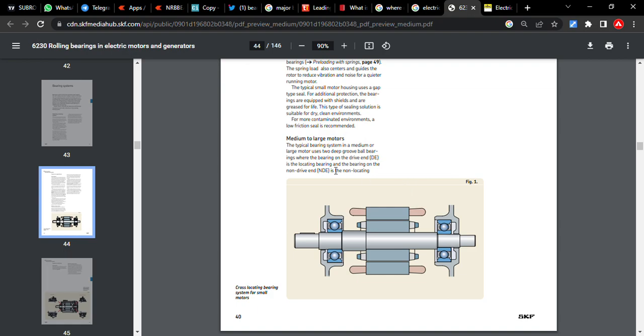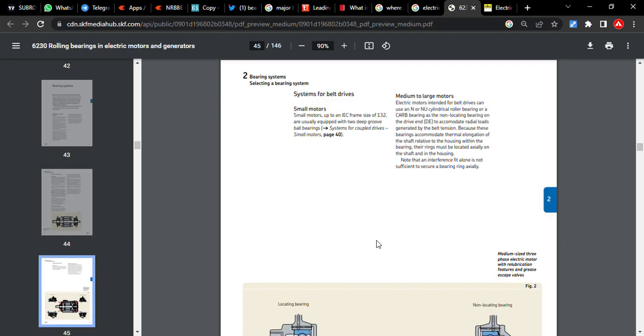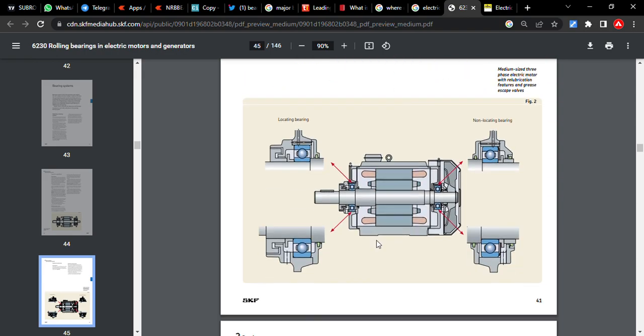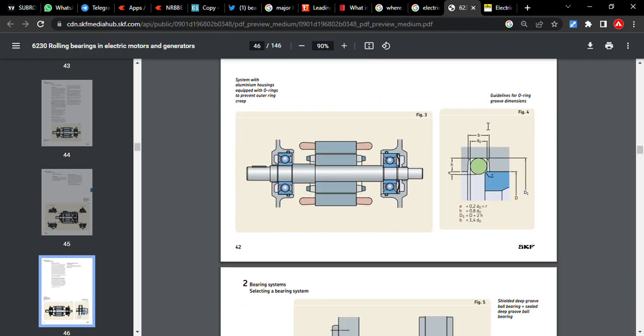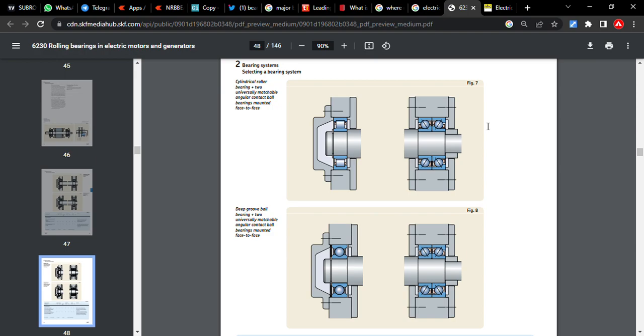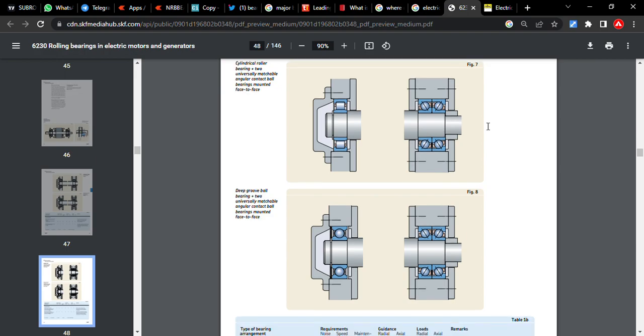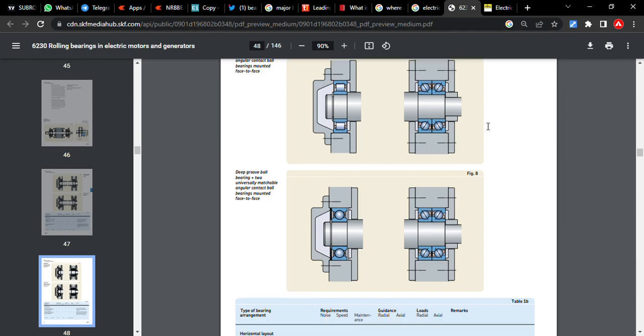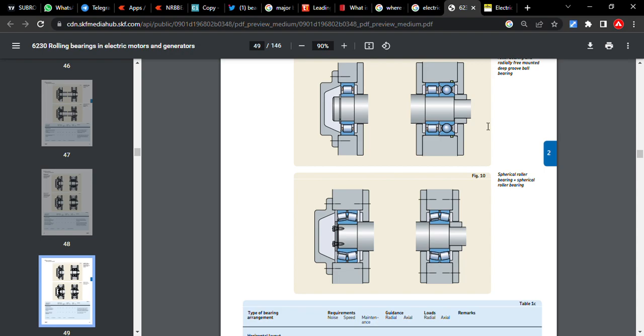If you observe here, medium to large motors use two bearings, one at the drive end and another at the non-drive end. So for both areas it needs two bearings. Next, if you observe this picture, it clearly explains located bearings and non-located bearings. This is the area I am looking at in the coming period. We can expect a good uptick in sales and revenue of these companies. There are also two bearings, cylindrical roller bearings plus two universally matchable angular contact ball bearings mounted face to face. So there are different types of bearings in India, and with different applications they will use these different types of bearings, friends.